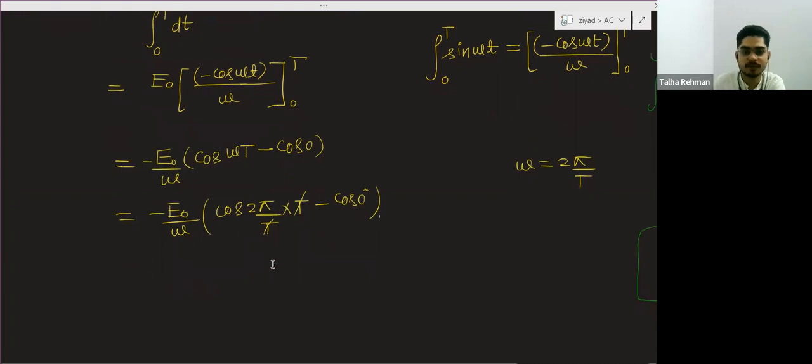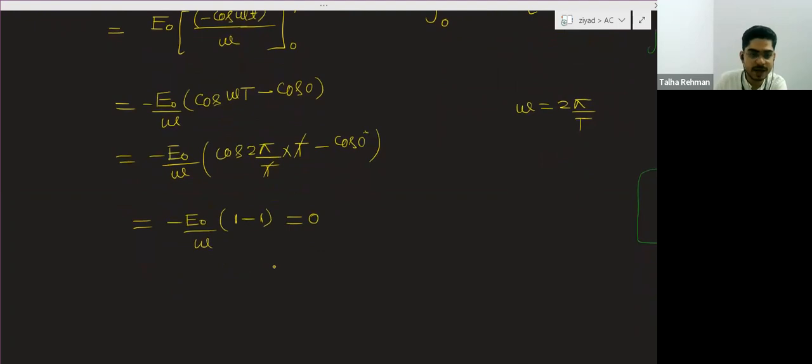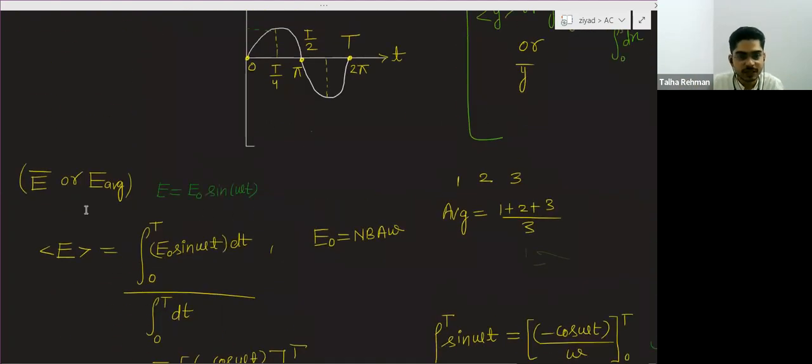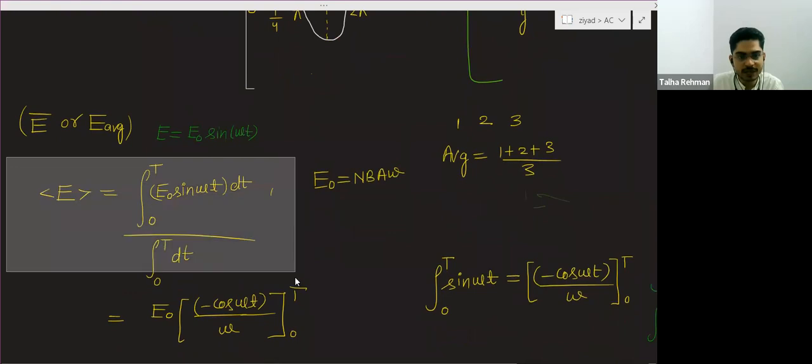So E naught by omega, and cos 2 pi is 1 and cos 0 is also 1. So 1 minus 1 is 0. So this whole value will become 0. So what is the average value of EMF for a full cycle? 0. So for a full cycle, the average value of EMF is 0. Now if you want to calculate the value for a half cycle.